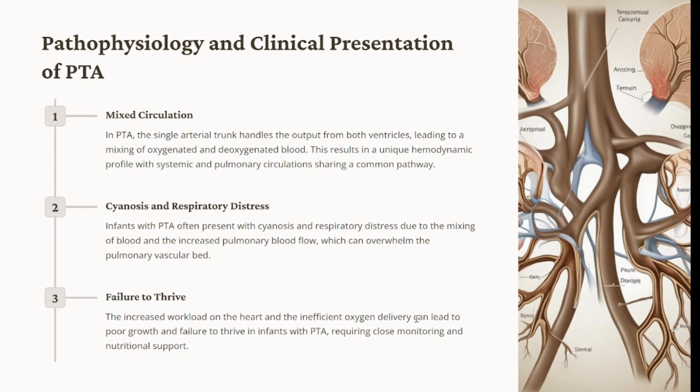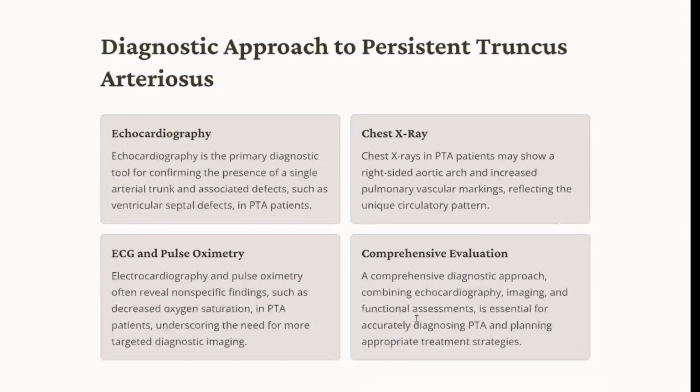Clinical features: cyanosis and respiratory distress, failure to thrive in infants, bounding peripheral pulses, and harsh systolic murmur at the lower left sternal border. Diagnostic tools: echocardiography confirms single arterial trunk and associated defects like VSD. Chest X-ray may show a right-sided aortic arch and increased pulmonary vascular markings. ECG and pulse oximetry often show nonspecific findings, decreased oxygen saturation.